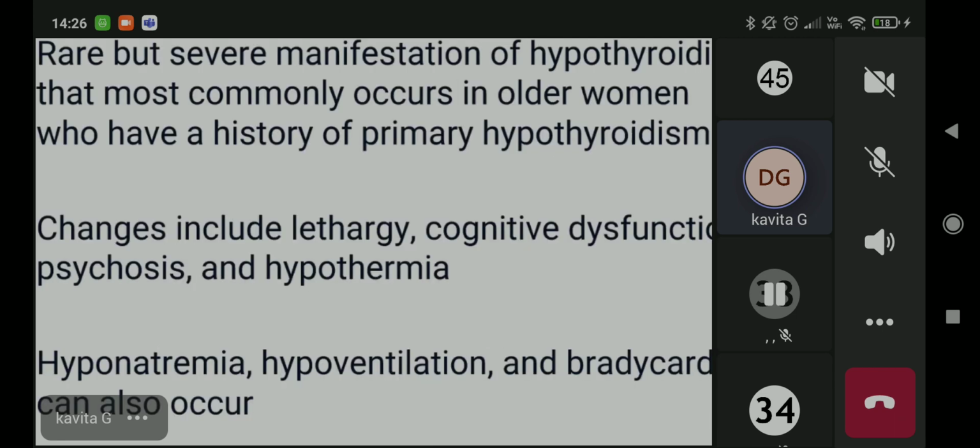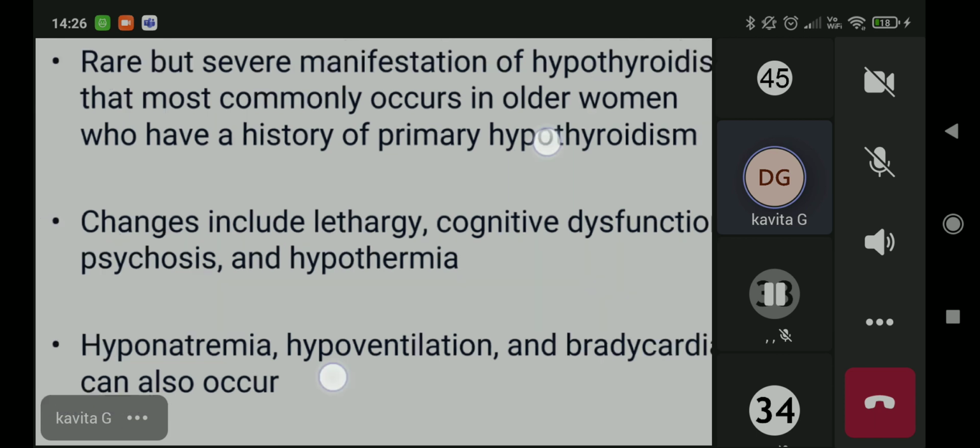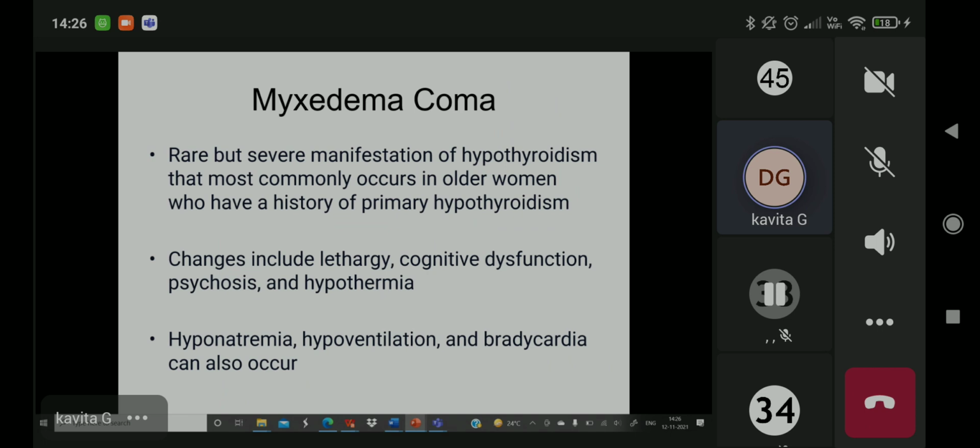Myxedema coma is a term which refers to a severe manifestation of hypothyroidism. This may be asked as an MCQ. You would have a setting: an elderly lady is presented to you in the emergency. She has lethargy, psychosis, hypothermia, and the cognitive functions have been impaired. You do the ABG analysis and you find hyponatremia as well as reduced heart rate. That is nothing but a myxedema coma.